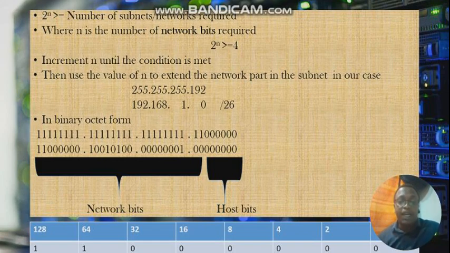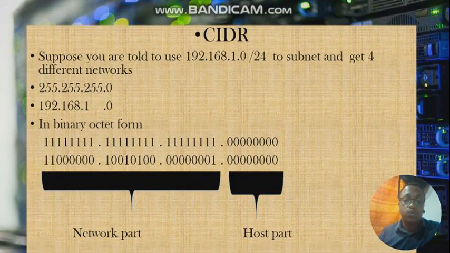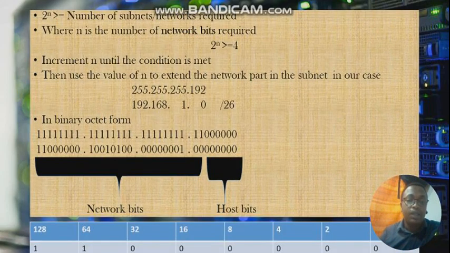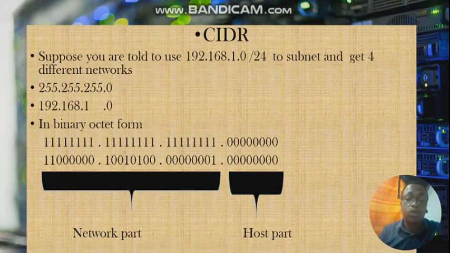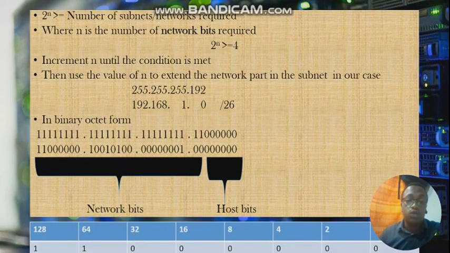Okay, and you can basically see the difference between the 2 subnets in the first slide and in the second slide, and you can see that the networking bits have changed from 24 to 26, and that is the subnet now that we are going to use in order to accommodate the 4 networks that we are required to create.